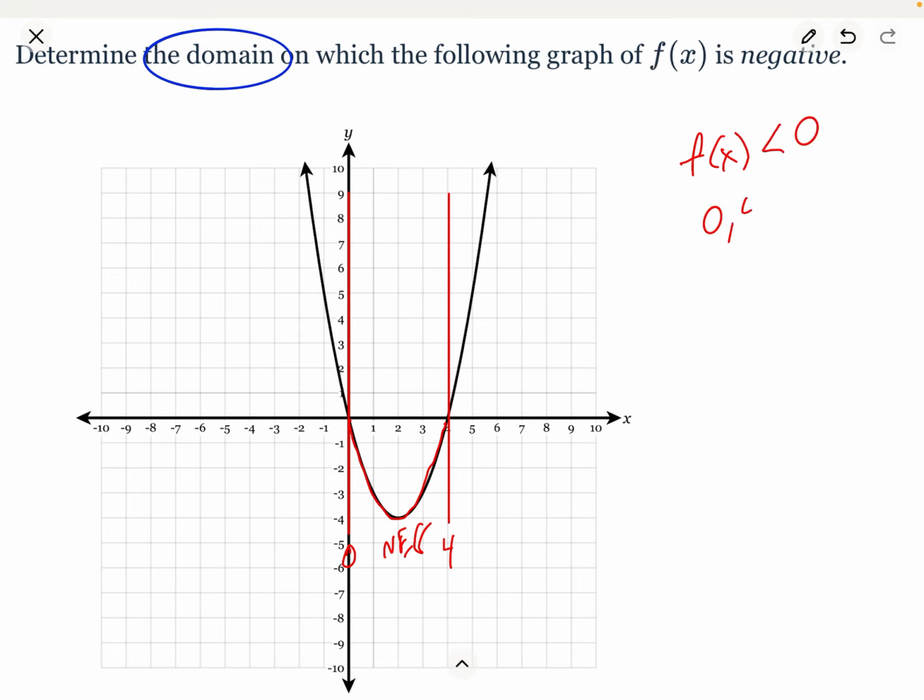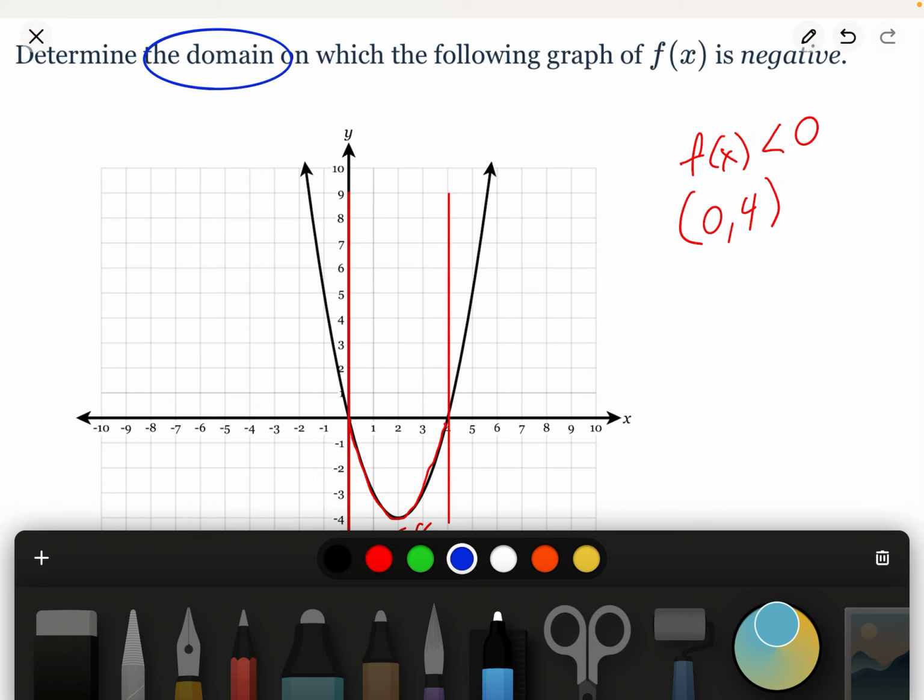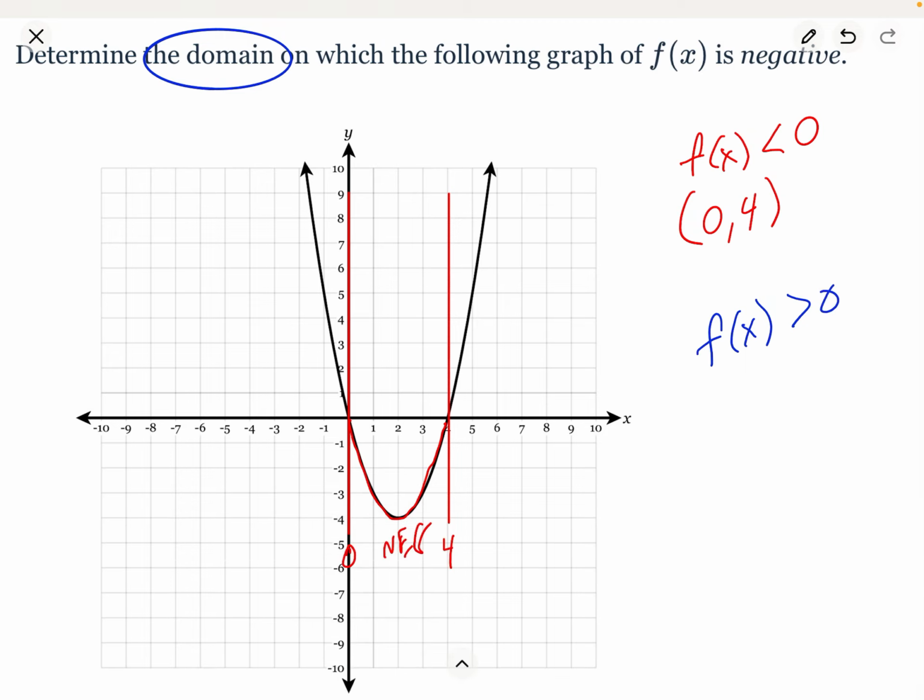So this would be from 0 to 4. Put it in parentheses, and that would be your answer. Now, even though the question is not asking for this, if we wanted to know where the graph is positive, we would have to put the other intervals. So I'm going to put the interval for that, which is the beginning of the graph, and then the interval for that, which is the end of the graph.